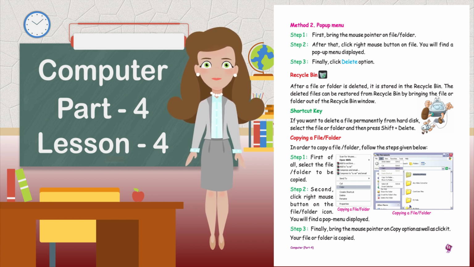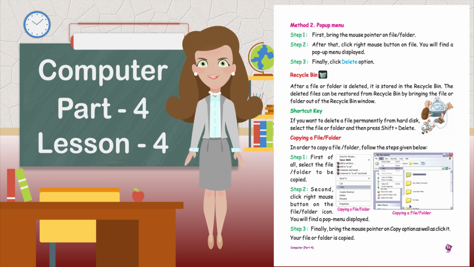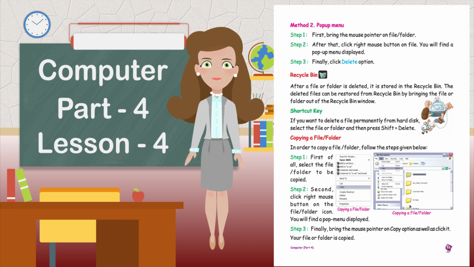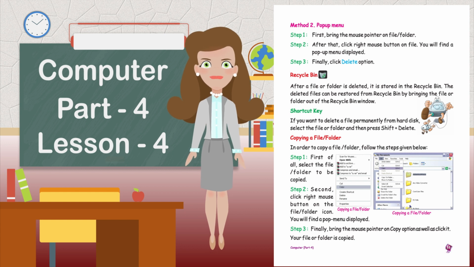Recycle bin. After a file or folder is deleted, it is stored in the recycle bin. The deleted files can be restored from recycle bin by bringing the file or folder out of the recycle bin window. Shortcut key. If you want to delete a file permanently from hard disk, select the file or folder and then press Shift plus Delete.